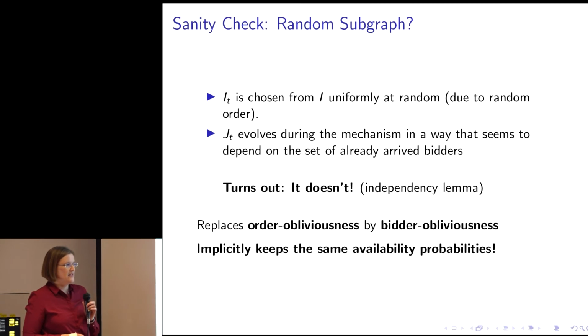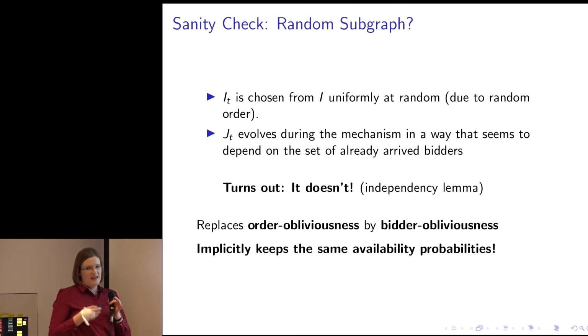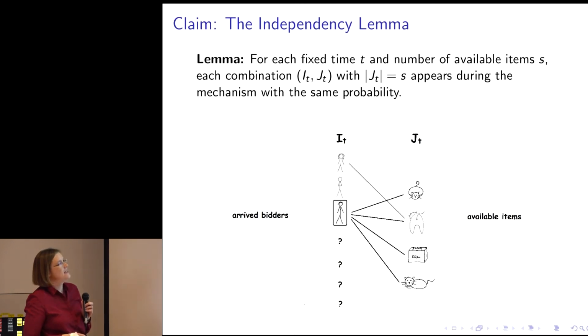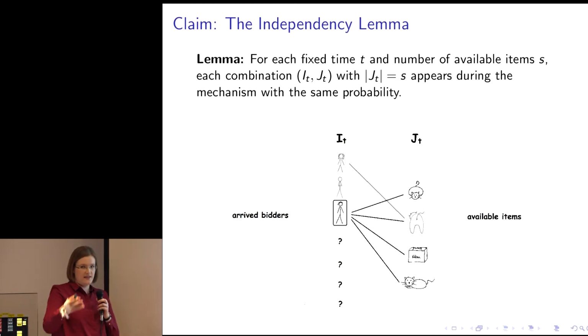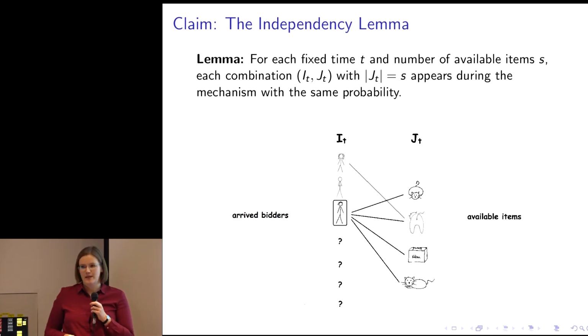And we capture this in something called the Independency lemma, which in a sense, you can think of it replacing this order obliviousness by bidder obliviousness. And implicitly, it will have the same availability probabilities as the original algorithm. So this lemma says that whenever I have a fixed time step t and I have that S items are available, the combinations of left side of the graph and right side of the graph that I can have all appear with the exact same probability.